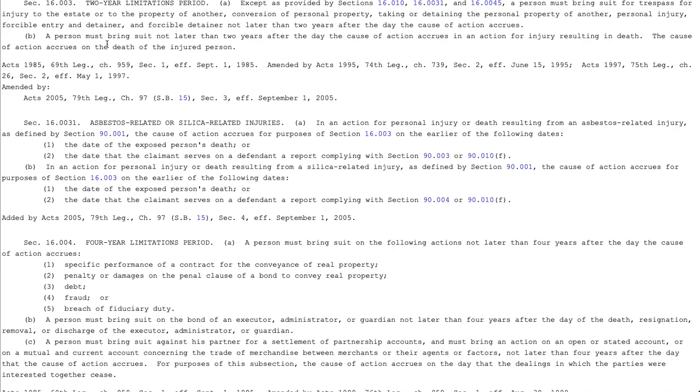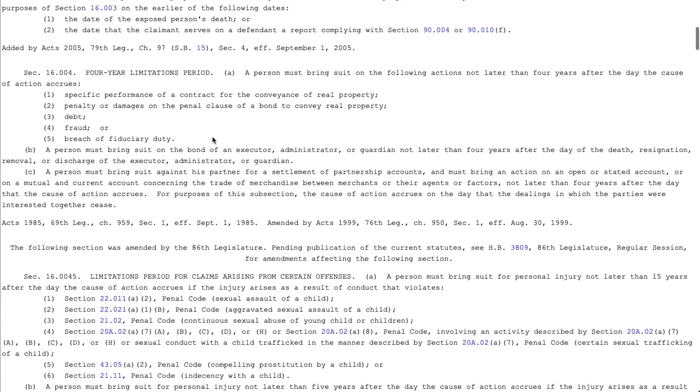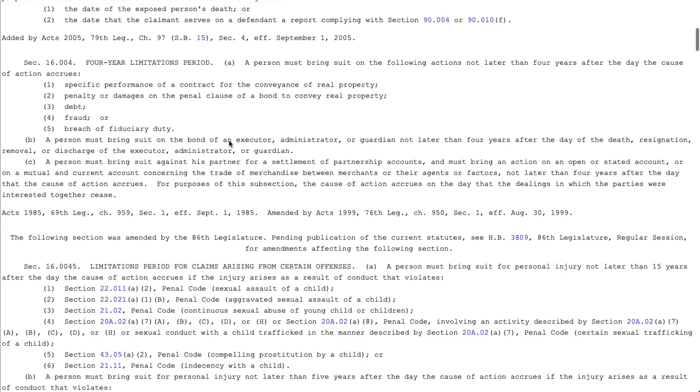A person must bring suit not later than 2 years after the date the cause of action accrues in an action for injury resulting in death. So a wrongful death claim. Here's the 4-year statute of limitations period. So a person must bring suit on the following actions not later than 4 years after the date the cause of action accrues: specific performance of a contract for the conveyance of real estate, penalty or damages on the penal clause of a bond to convey real estate, debt, fraud, breach of fiduciary duty. So there's a 4-year time period.